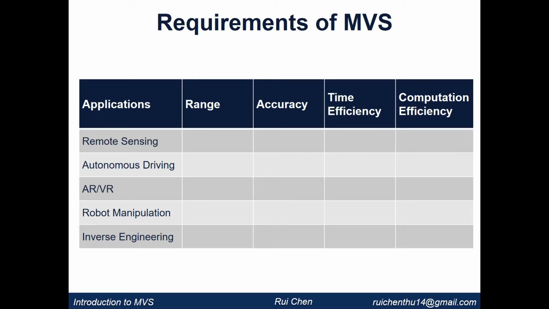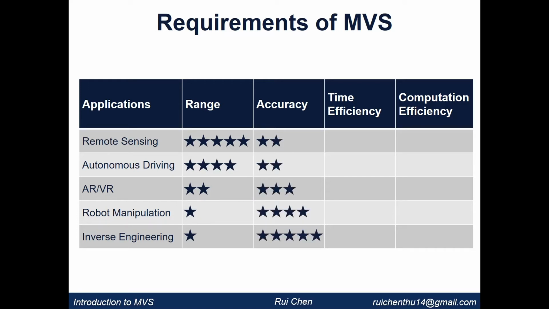There are four requirements of MVS: the depth range, accuracy, time efficiency, and computation efficiency. For the depth range, remote sensing is the largest, like hundreds of meters, while robot manipulation and inverse engineering often operate in 1 or 2 meters. For accuracy, inverse engineering requires the highest level of accuracy for MVS, usually sub-millimeters.